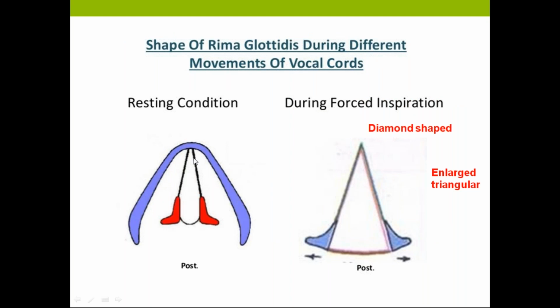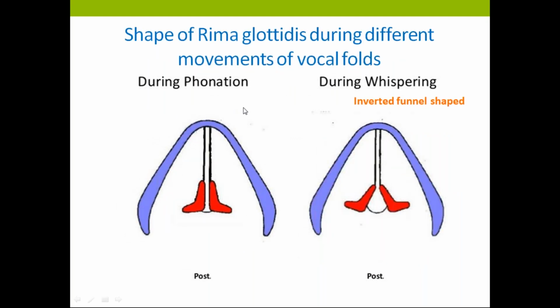During resting condition, the rima glottis appears pentagonal in shape. During forced inspiration, it appears diamond shaped or enlarged triangular in shape. During high-pitched sound or during phonation, it appears as a linear chink. It is closely approximated with each other. And during whispering, it appears inverted funnel shape. So that's all about the rima glottis.